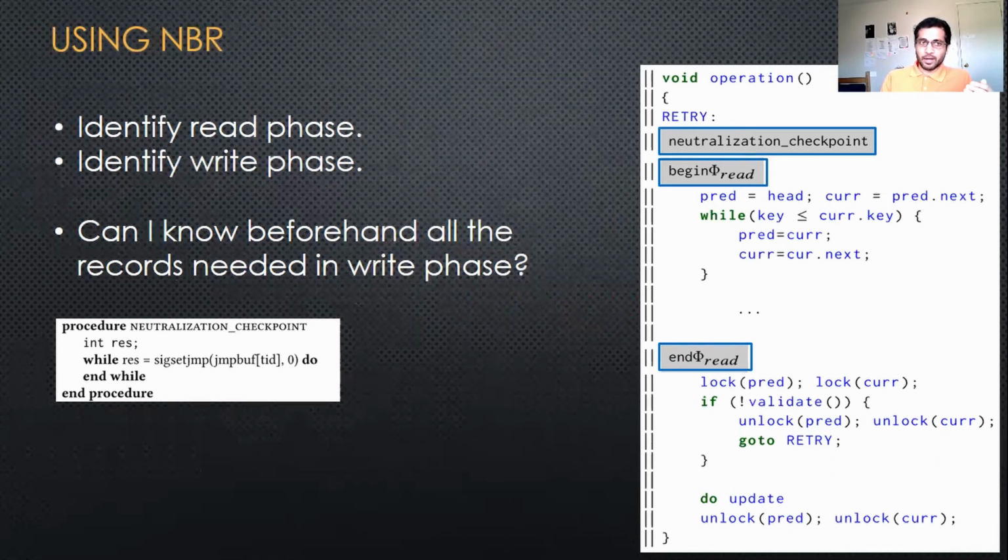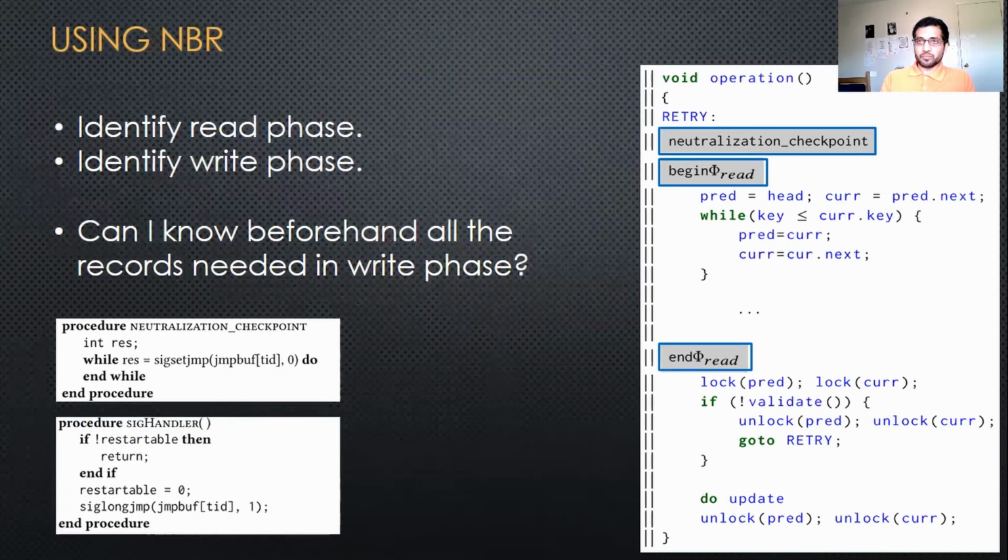So let's say a thread executes this neutralization checkpoint and goes ahead to execute either the read phase or the write phase, and if some thread wants to reclaim its record, it will send a neutralizing signal. The other threads, when they receive the signal, will execute a signal handler. And if the thread that executes the signal handler happens to be in the read phase, it will restart. So this restartable variable decides whether a thread is in the read phase or not.